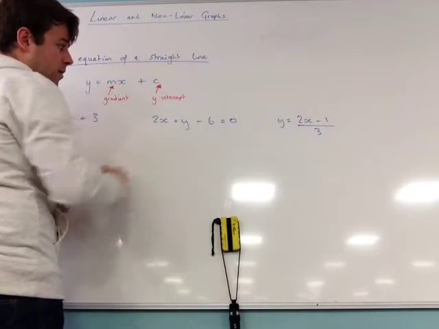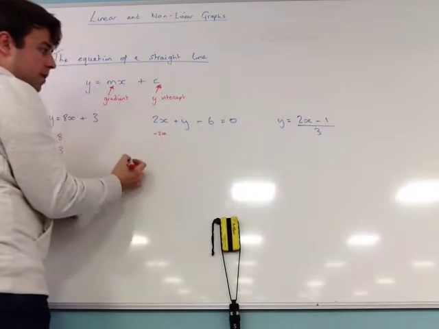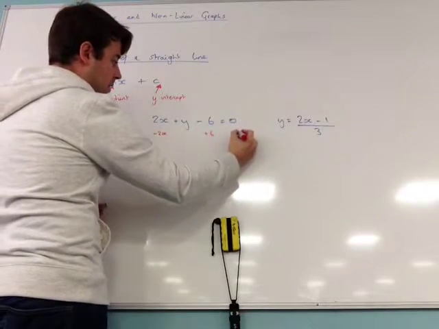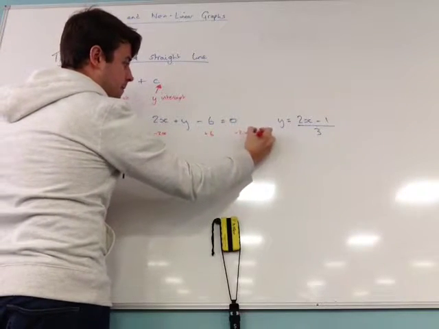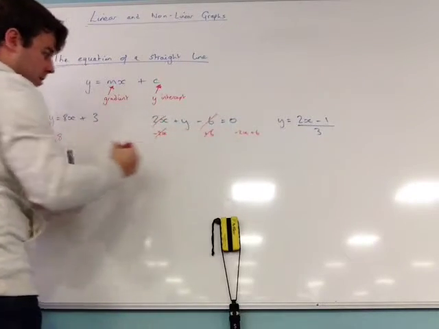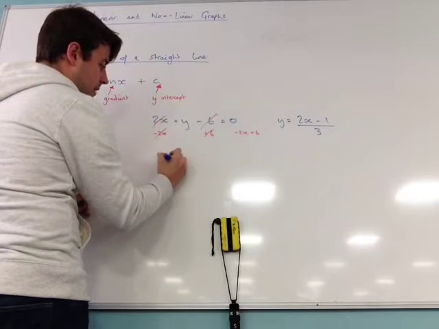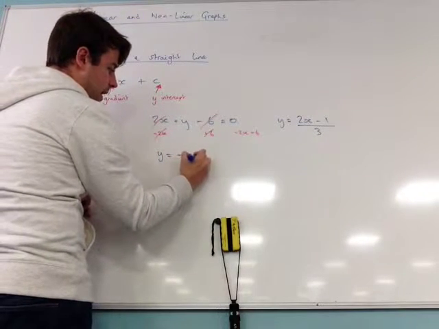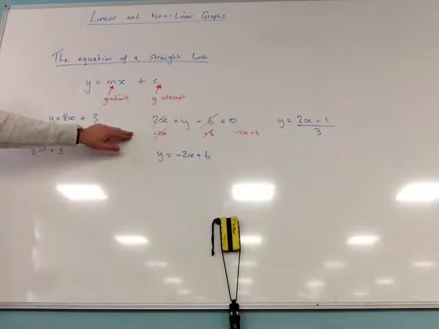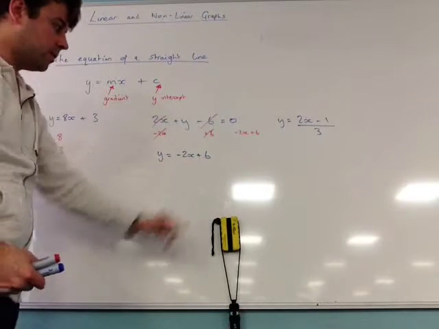I want to get y on its own. What do I need to do? Well, I need to take 2x from both sides, and I need to add 6 to both sides. So make sure I do that to both sides. These simplify, which is the whole point, which means I'm left with y equals negative 2x plus 6. So I took 2x from both sides and I added 6 to both sides. Now this is in the form y equals.